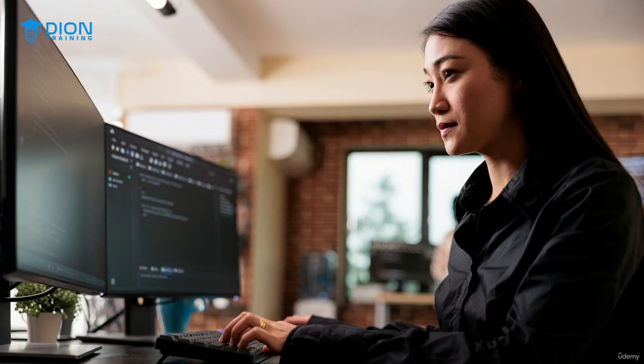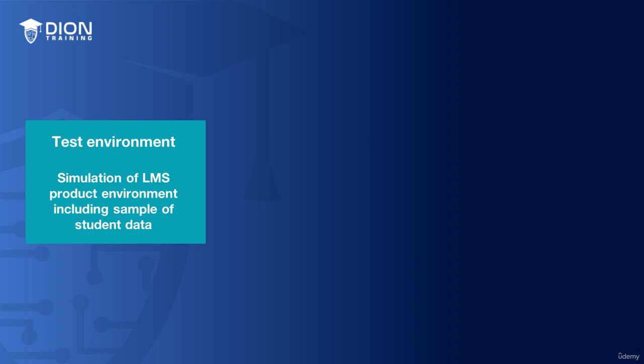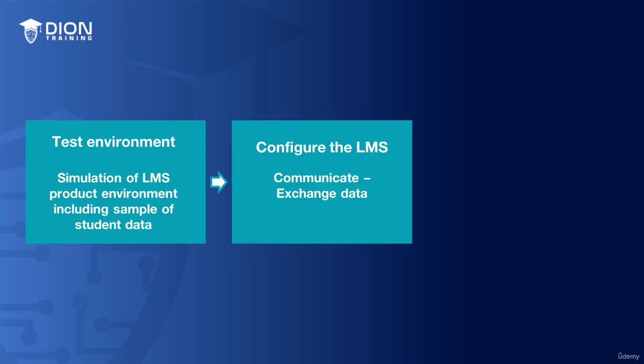Let's go back to our learning management system example with Dion Training. Let's pretend that Dion Training wants to do a proof of concept for their LMS. They want to test the LMS's ability to support integrating with the organization's cloud-based student information system. In this case, we could create a proof of concept by setting up a test environment that simulates the production environment of the LMS and includes a sample of the student data, and then configure the LMS with the student information system to be able to communicate with each other and see if we can exchange data properly.